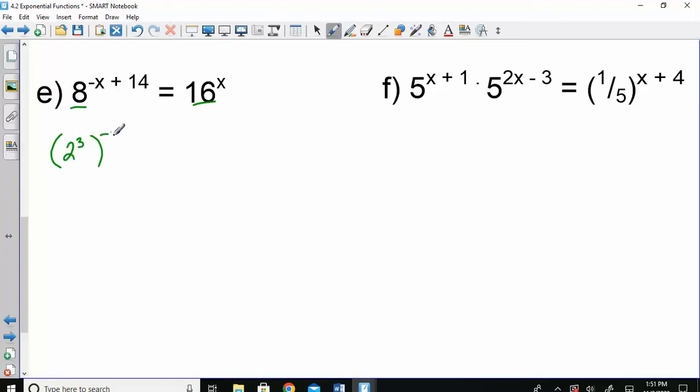8 is 2 to the 3rd power. I am putting that in parentheses and negative x plus 14 on the outside. Why? Yes, we're going to have to distribute that through. 16 is 2 to the 4th, to the x. So when we multiply a power to a power, we're going to multiply those exponents. So we get 2 to the negative 3x minus 42 equals 2 to the 4x.